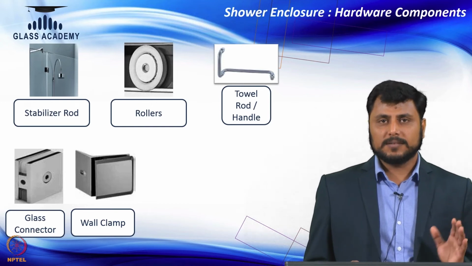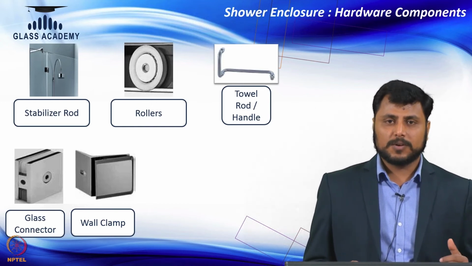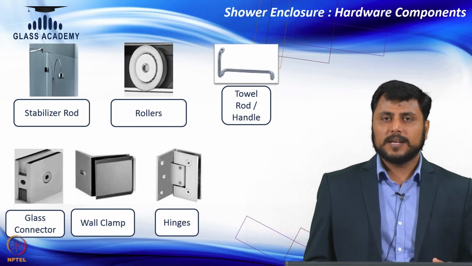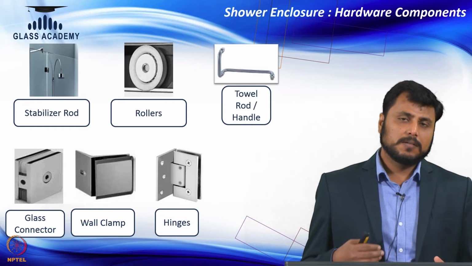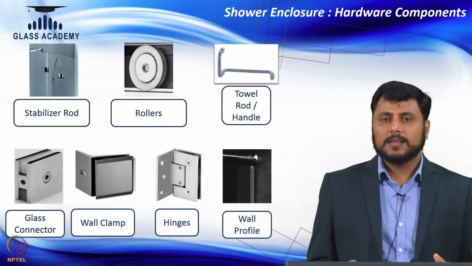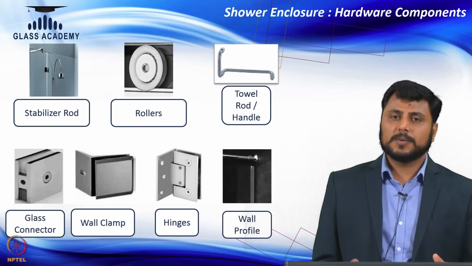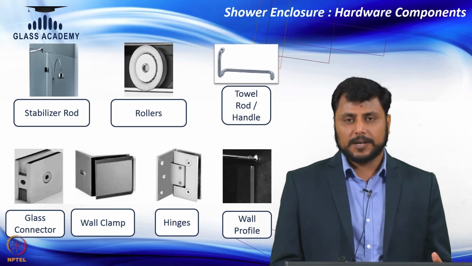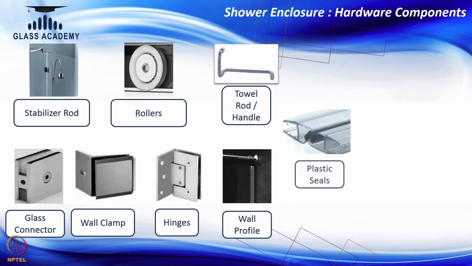While fixing a glass, you need to clamp it with the wall so that it will not vibrate, it will not be shaky. Then hinges to fix up the door, it will say inside opening or outside opening, depending on the customer selection. Then wall profile, sometimes a customer may use sliding or some different kind of model, which I will let you know. Then plastic part, as I discussed, there are some magnetic seals, some plastic wall seal, some floor seals.